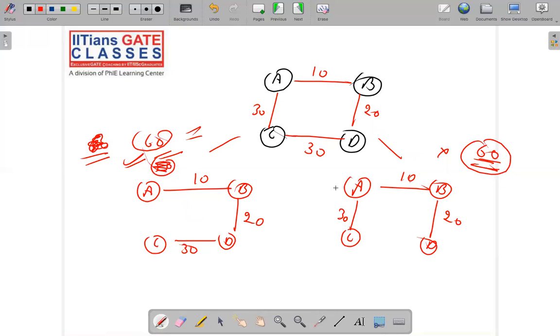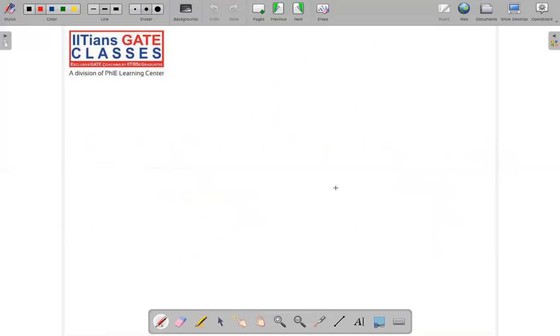Now, let's see some more general statements which are basically asked sometimes, because you face many theoretical questions on minimum spanning trees. Because it's more like a theoretical topic compared to the numerical, you find more theoretical questions on this topic. Okay, so let's see what it's saying.